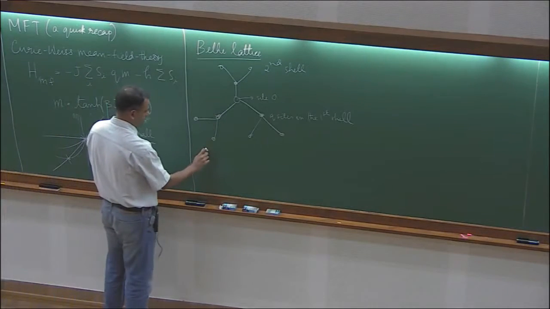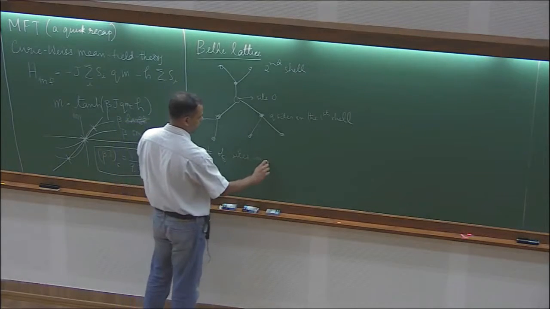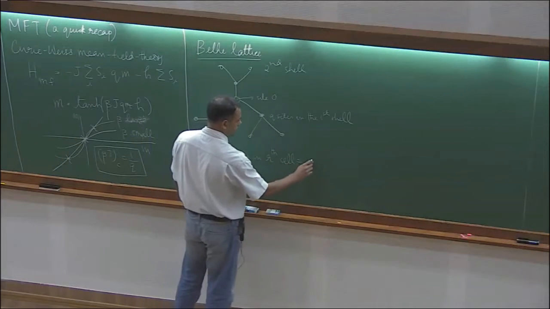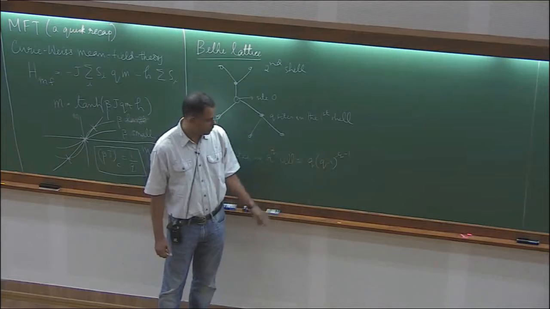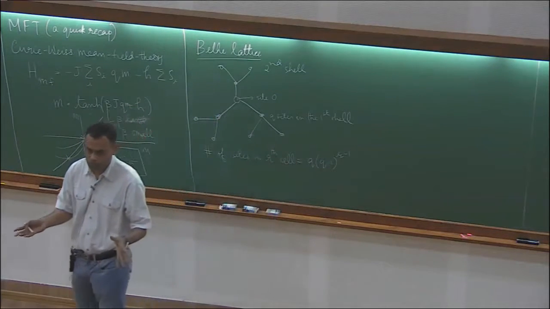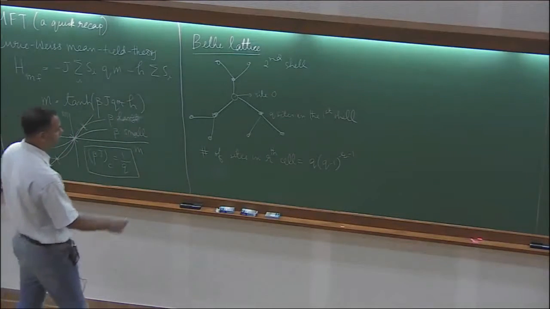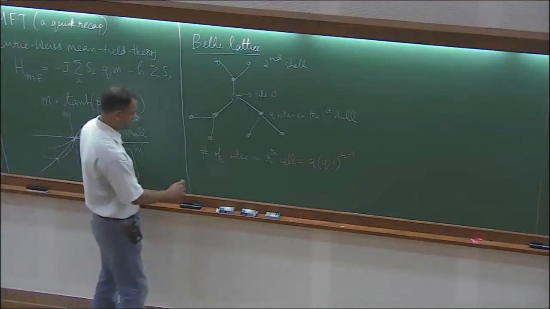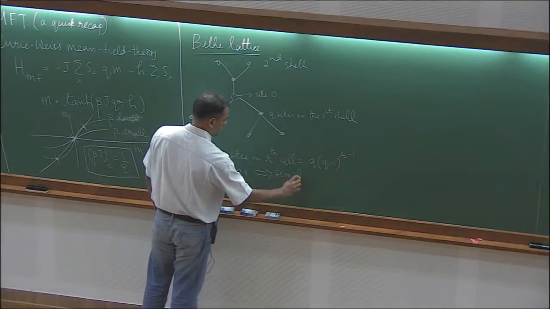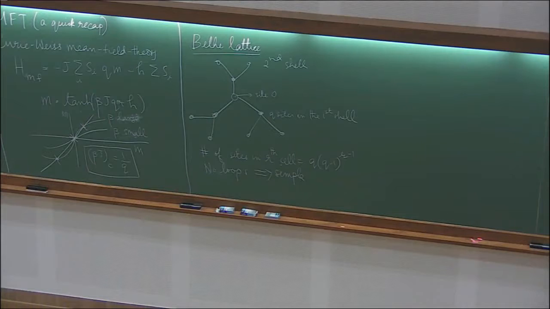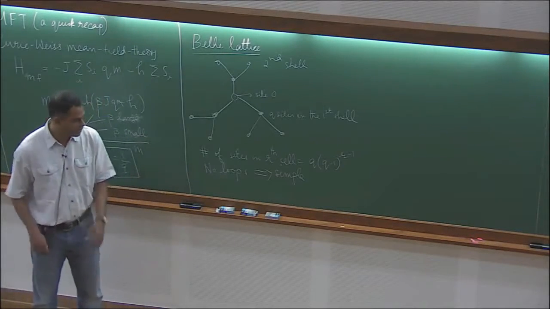Okay, so let me just write down the number of sites. The first shell had q, the second shell had q into q minus 1, then I add q minus 1 to each one, so then I get this formula. Now, at every instant, you have to make sure that they never make a loop. So this tree has no loops, which makes it simple to solve. You can go up to n shells, let us say. So you have a tree because there are no loops, and that tree is sometimes called the Cayley tree.